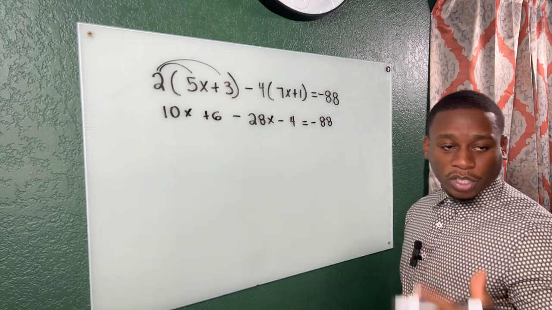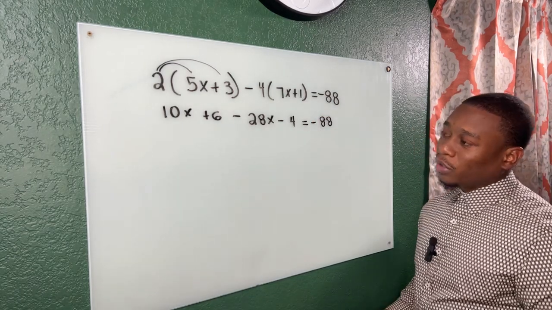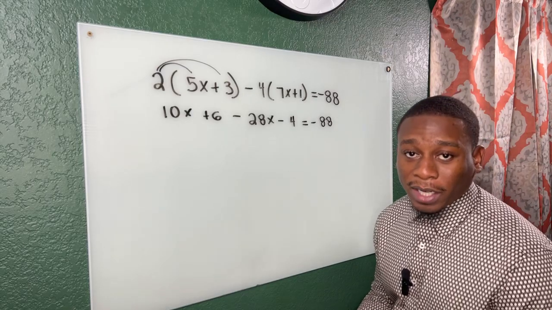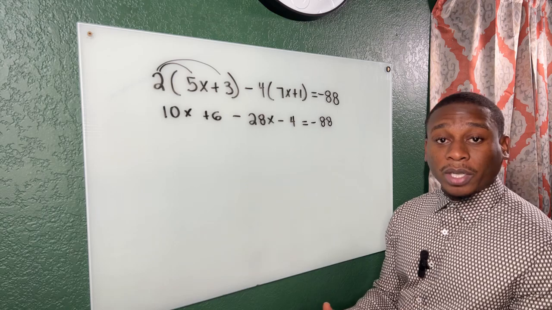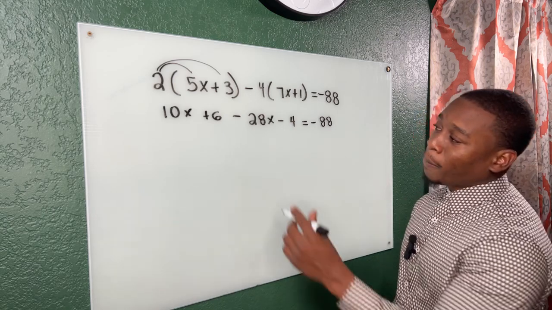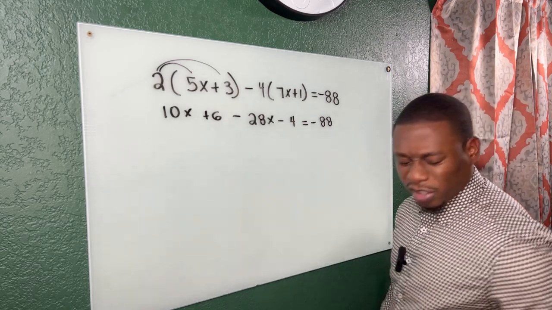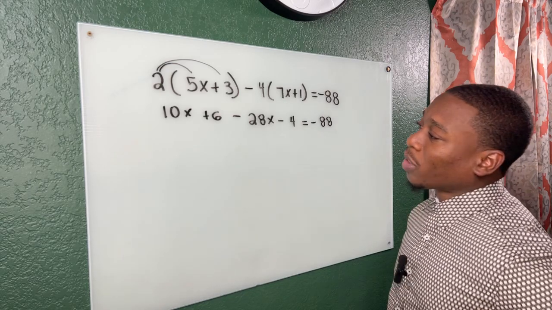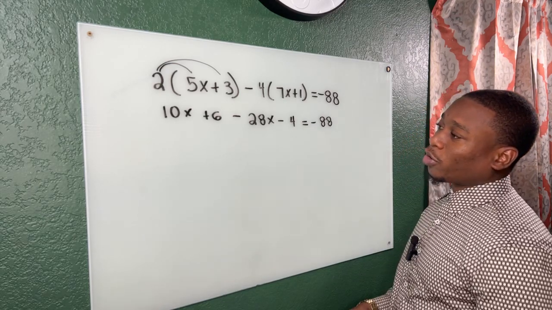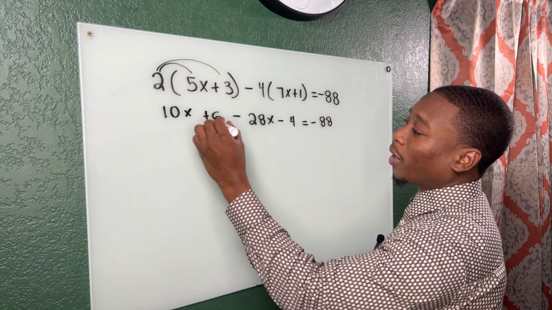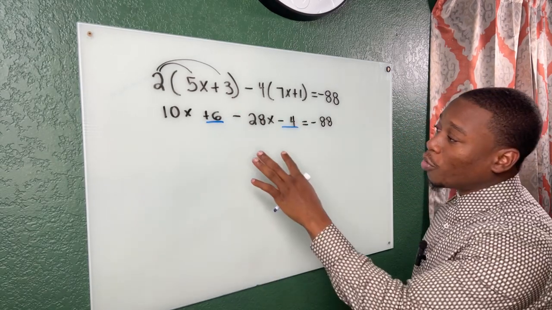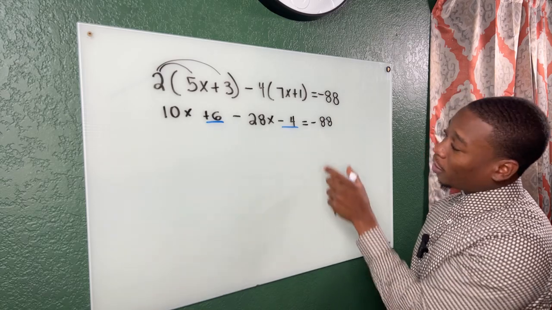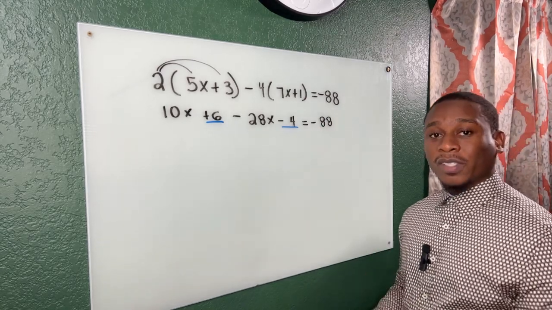So step 1, we distributed. Now what we need to do is simplify by combining like terms. And something that I want to tell you guys, or a trick, is this. Let's switch colors so this sticks out. We have 2 like terms, right? We have positive 6, negative 4. We know eventually we're going to move those constants and combine them with the constant on the other side.